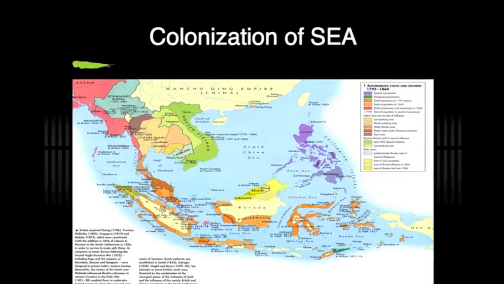It also increased labor demand in the colonies, and so a lot of people from India, or British India, and China were brought to Southeast Asia to work in the fields. So if you go to Southeast Asia, there's also a big population of Indians and Chinese.